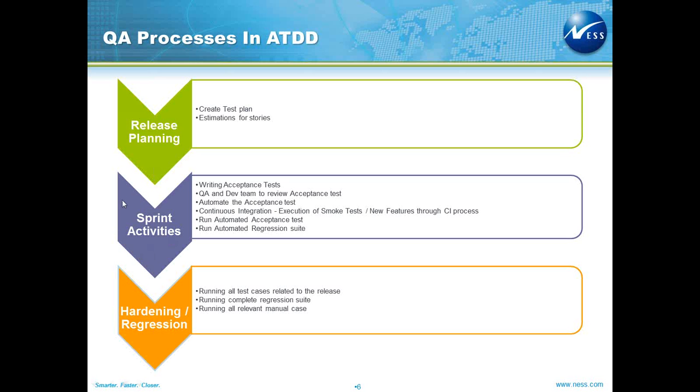The next is sprint activity. During the sprint activity, the first thing that comes is sprint planning. Here the QA has to create tasks for the different user stories within those sprints. The QA begins with writing the acceptance test. There is a unique format in which the acceptance test can be written, and I'll explain how it is written for acceptance test driven development.